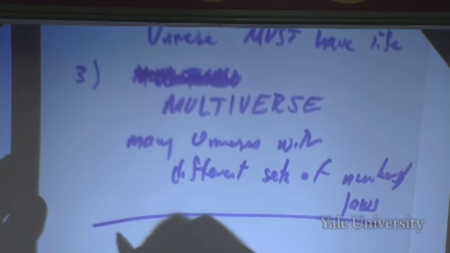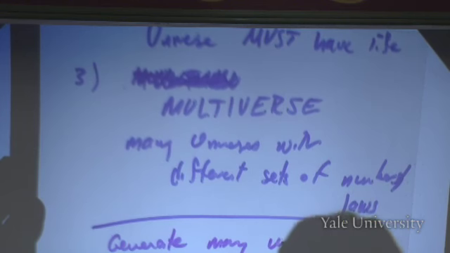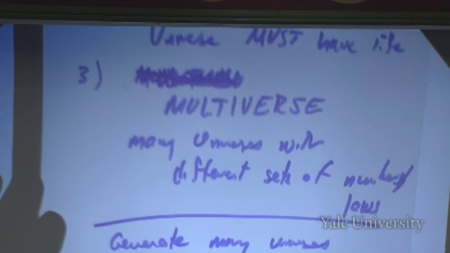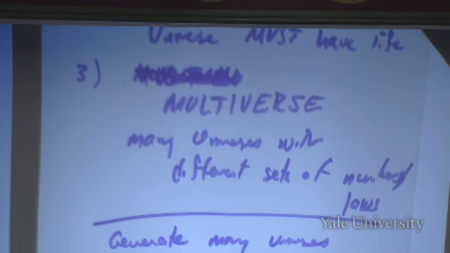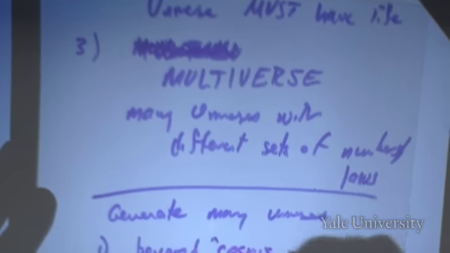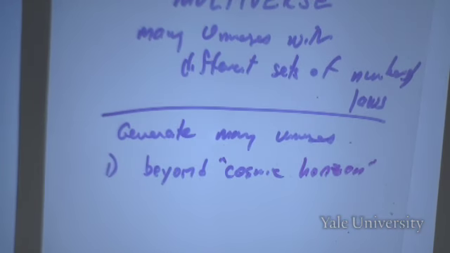And so how do you generate many different universes? Why wouldn't you be satisfied with just having the one you've got? And so again, there are a number of different subcategories here. There's the one in which you look beyond the cosmic horizon. Now, the cosmic horizon, you know, if the universe is 13.7 billion years old, we can't see anything more than 13.7 billion light years away.